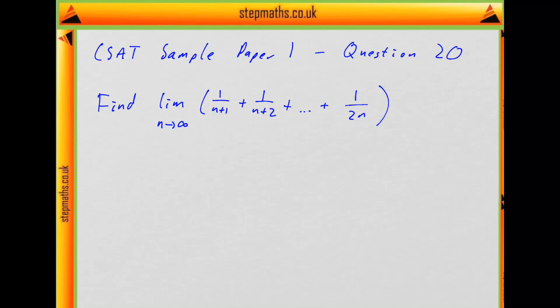This is question 20 from the first CSAT sample paper. In this question we're simply asked to find the limit as n tends to infinity of 1 over n plus 1 plus 1 over n plus 2 plus ... plus 1 over 2n. So if you want to have a go at this question yourself, pause the video now.